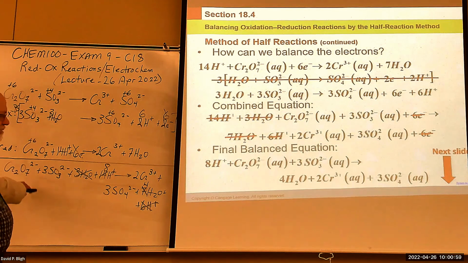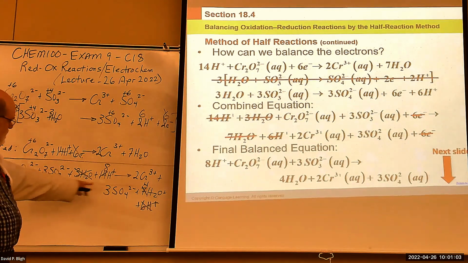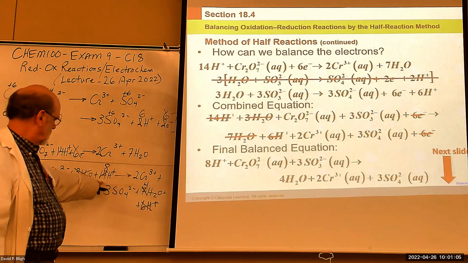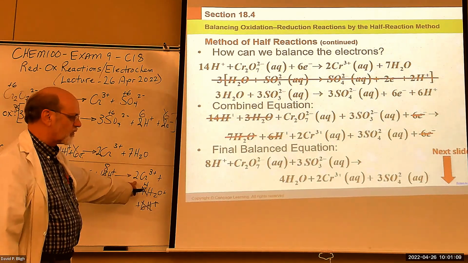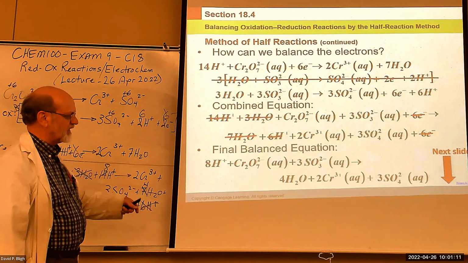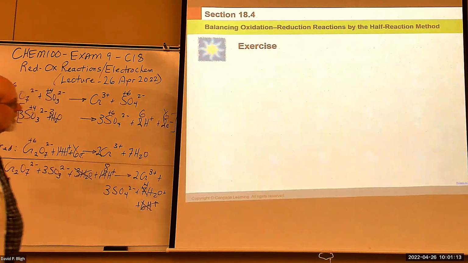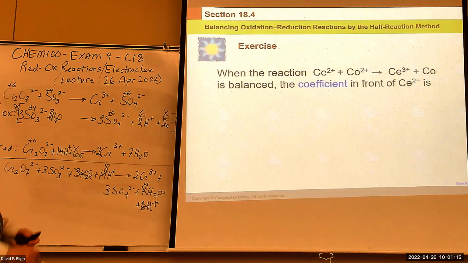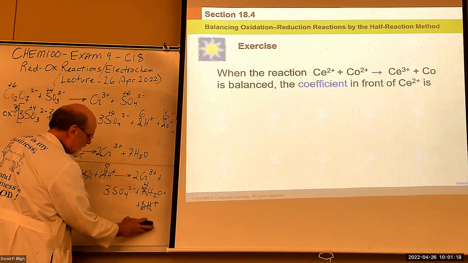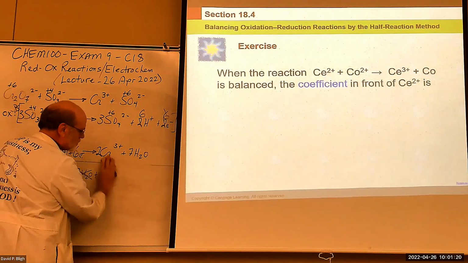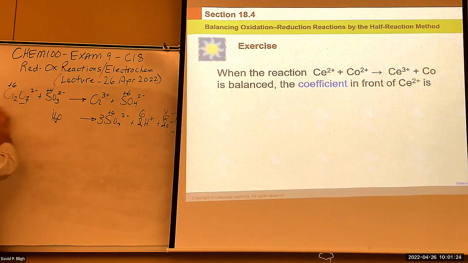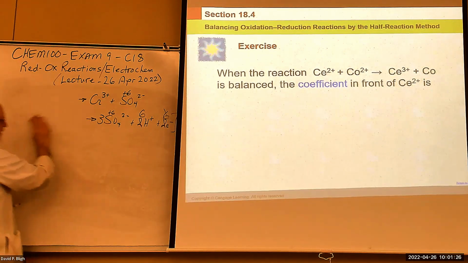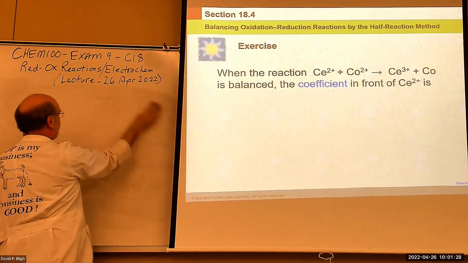Okay, let's see. There's the dichromate. There's the 3 sulfites. There's the 8 hydrogens. There's the 4 waters, 2 chromium 3 pluses, and 3 sulfates. Okay, that's how you do it. You just have to be very methodical about the whole process and practice.